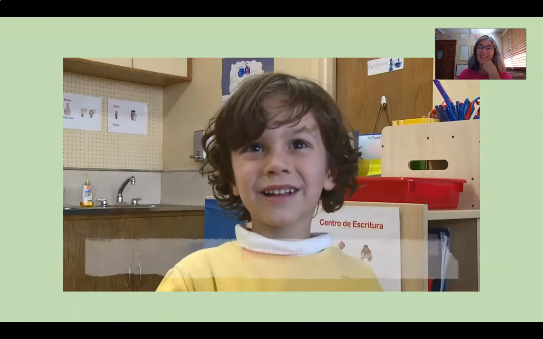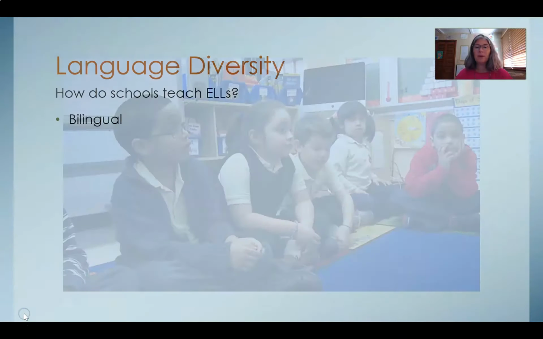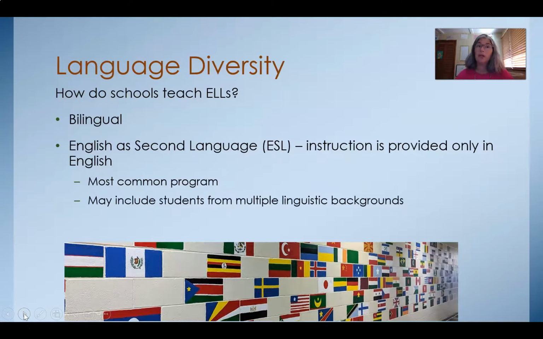Fun. I think you can see how challenging that must be, but also how beneficial for the students at the same time. All right, so another type of program you can use, bilingual is not the most common, is ESL, or English as a Second Language. So here the instruction is completely in English. This is the most common approach, is probably also the easiest in terms of teacher staffing, and you can include students from multiple linguistic backgrounds.